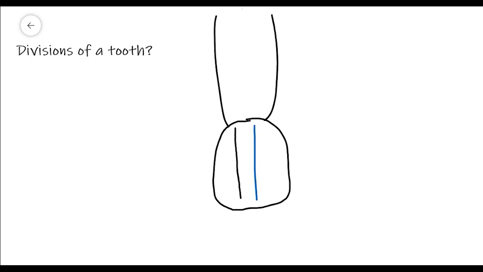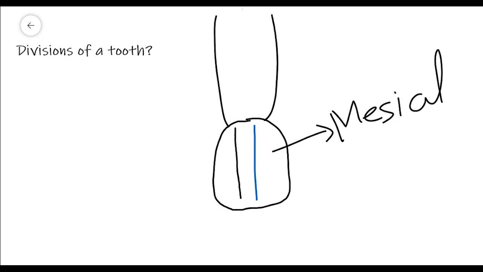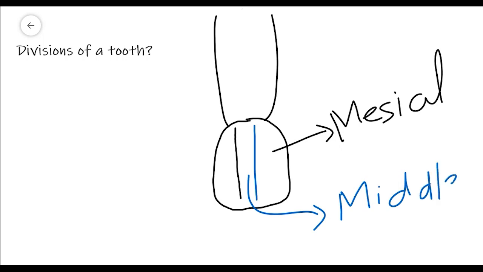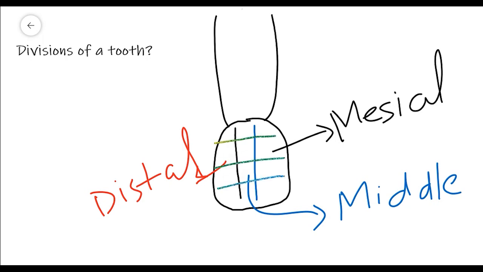Now the portion of a crown that is closer to the midline, as we talked about before, like for example in this case this part, is called the mesial surface or mesial third, and this part in the middle is called the middle third, same as before in the horizontal division. And now this part that is away from the midline is known as the distal one third. So the crown can be divided in two ways. We can divide it vertically as well as horizontally. Horizontally with the division like this.